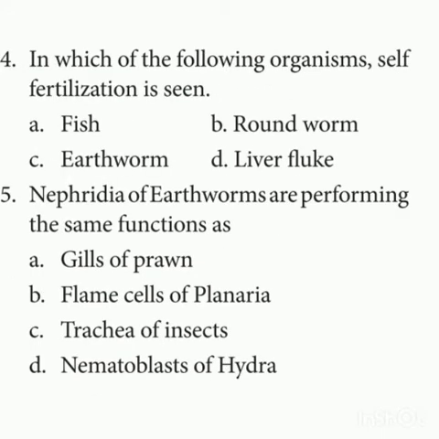And fourth one, in which of the following organisms is self-fertilization seen? Self-fertilization is seen in liver fluke. Fifth one, nephridia of earthworms perform the same function as? Nephridia are helpful for excretion. So this has flame cells of planarian. Flame cells are also responsible for excretion, whereas gills and trachea are used for respiration. So the answer is flame cells of planarian.